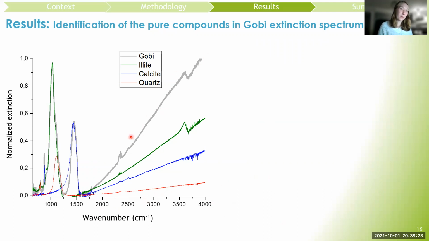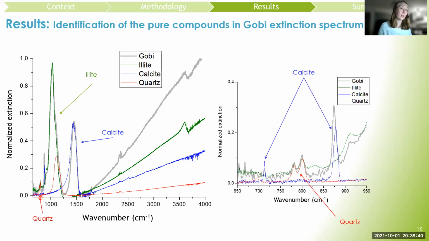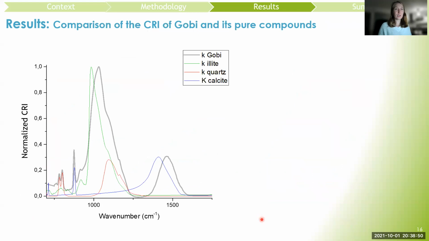So here you have Gobi, the main one in gray. And here you have all the extinction spectra of the pure compound. Here you have the green one, which is highlighted. So we can identify in Gobi highlight. We can identify calcite, and in that part, we can also identify quartz. We do a zoom, this double peak, and also again calcite with this peak. So it seems to work for the extinction spectra.